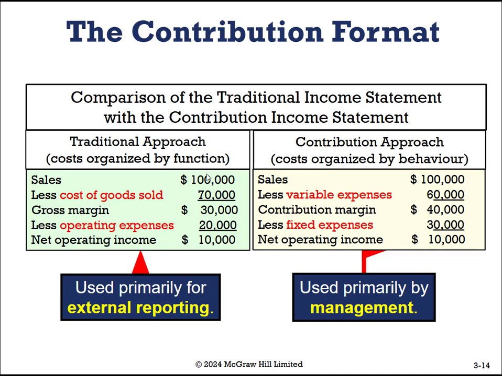So under the traditional approach, we have our sales less cost of goods sold equals our gross margin. Then we minus our operating expenses, our marketing, our selling, general, and admin, and we receive our net operating income.